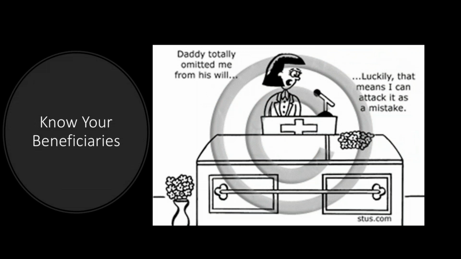Know your beneficiaries. Love this slide. Daddy omitted me from his will. Luckily, that just means I can attack it as a mistake. And I've got a number of situations going on with that kind of litigation. I just think it's important that people really understand who the beneficiaries are going to be, independent from the settlor, because the settlor often, as we know, underestimates the relationship between the children. Next slide, please.